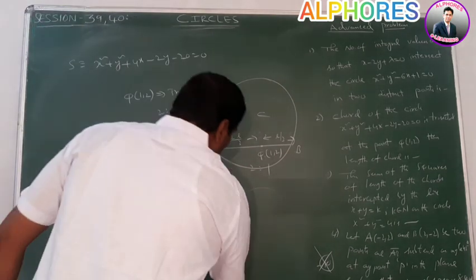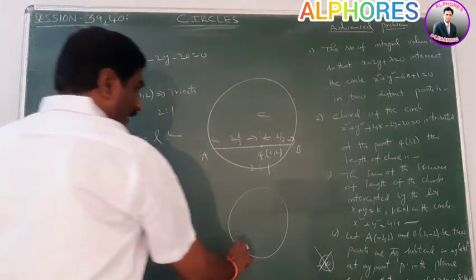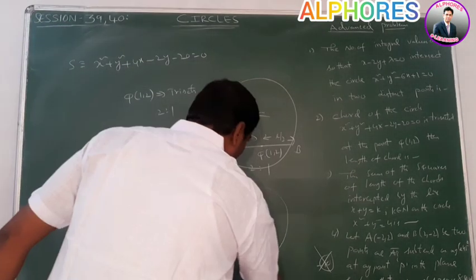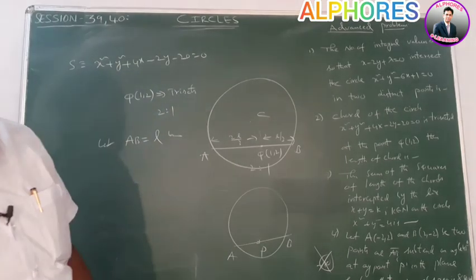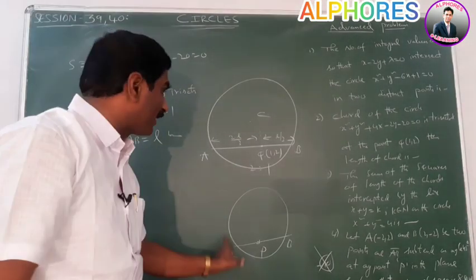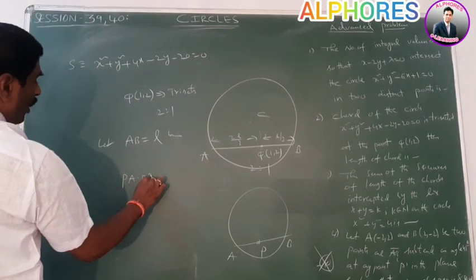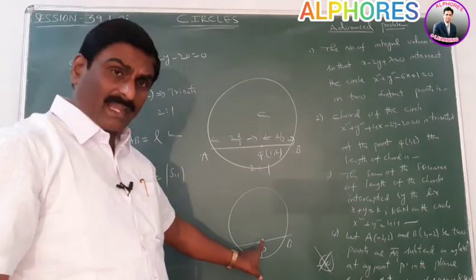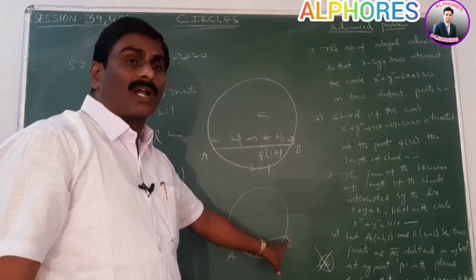Already the power of the point has been discussed. If P is any point, interior or exterior, and the line through P meets the circle at A and B, then what is the value of PA into PB? PA into PB is equal to mod S11. By using this property, we find the value of L.